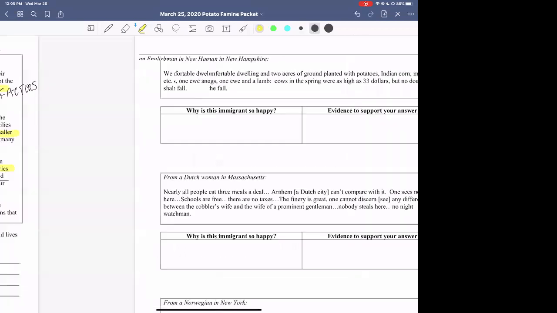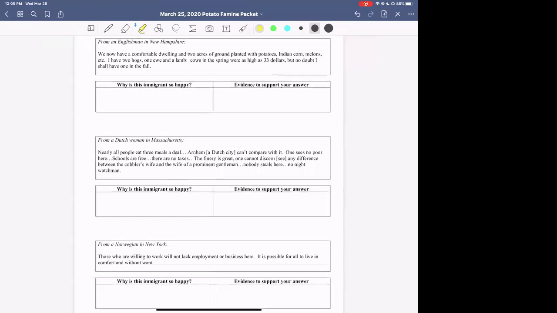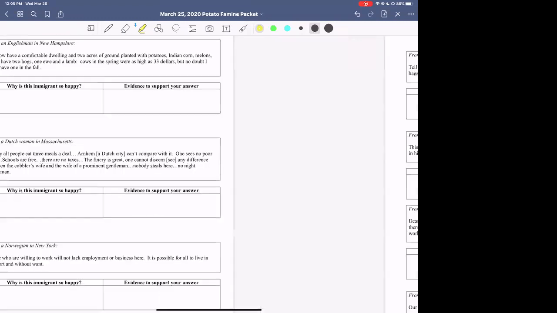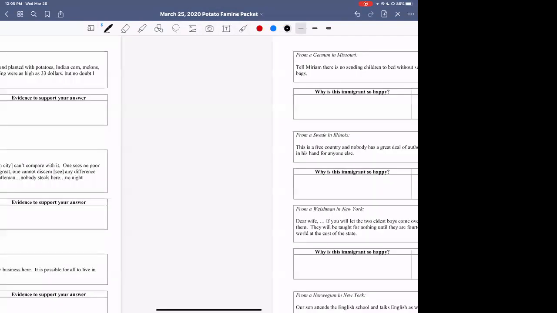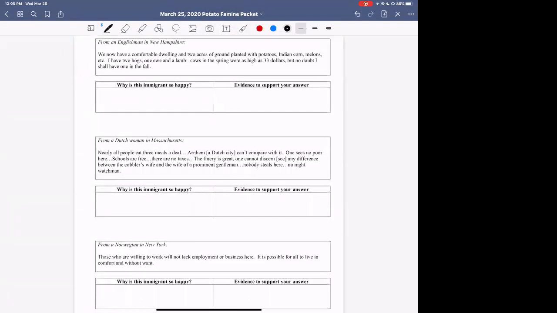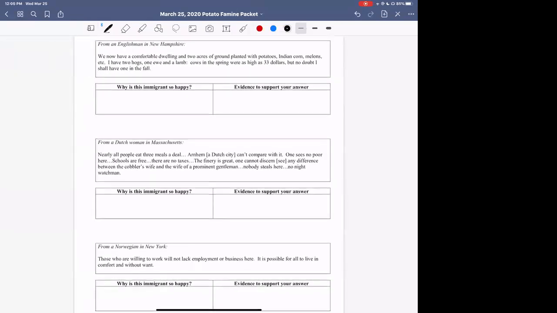What I want you to do is I'm going to put a couple of these pages up in case you don't have the packet and you can't download it. You're going to take about 5 minutes to read through all these perspectives and answer the charts here. And then you're going to head to the question, how do these accounts differ from each other? I'm going to put each page up for 2 minutes. So if you don't have the packet, you have 2 minutes to read through each one. So 2 minutes for this page, 2 minutes for this page, and then you're going to answer that question. You can start now. You have 5 minutes, and then we'll share out after.